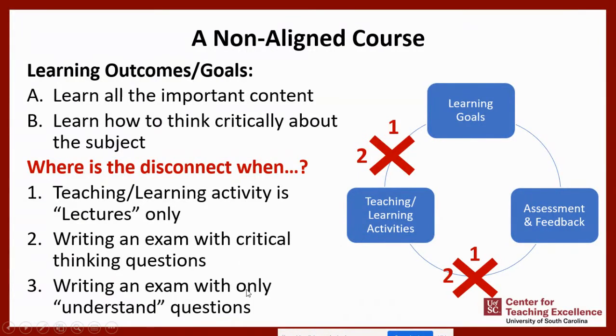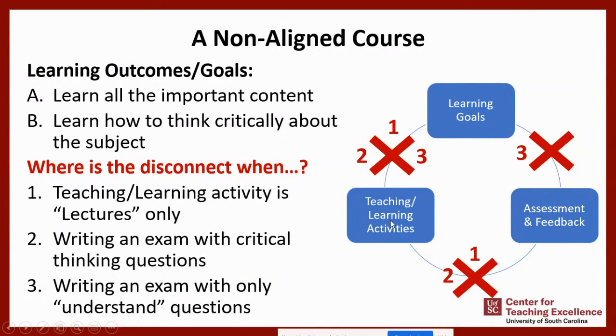And then the third one, say you're only writing an exam with just understanding questions. Now where is the disconnect? Where is the non-alignment of this course? Say it's just basic fundamental regurgitation questions. Yeah, learning goals and assessments. So your learning goals were how to think critically, but then your assessment is not assessing critical thinking. So you have that disconnect between the learning goals and the assessment feedback, as well as what they're actually doing.